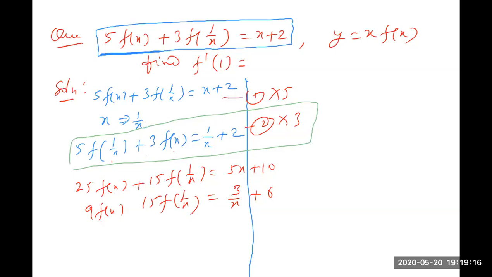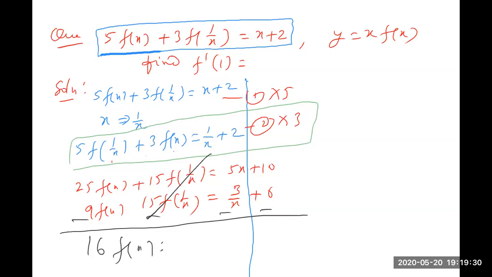So see, in the next step, if I subtract, you can see why we have done that. Minus, minus, minus, minus, so this will cancel out. What is left? 16f(x) = 5x - 3/x + 4. You can see f(x) now, got it. So this implies f(x) is equal to, how much? 5x square minus 3 plus 4x upon x.